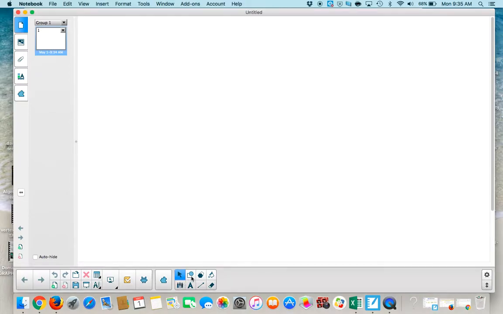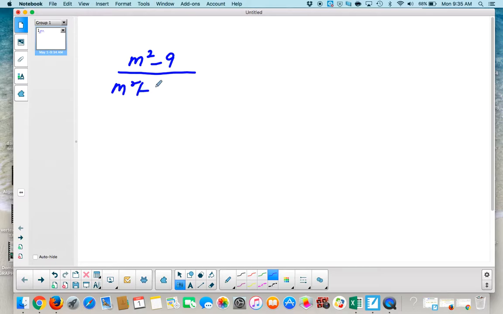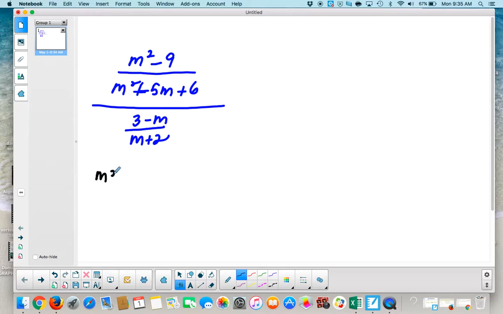Now, if you have your question written as a fraction divided by a fraction, so for example, if I have a rational expression like this, and then I have that divided by another rational expression like 3 minus m over m plus 2.